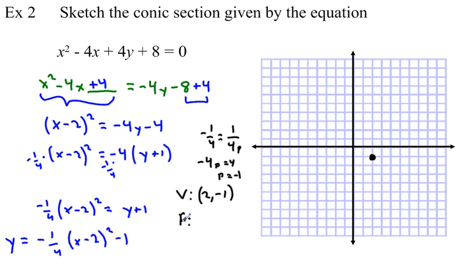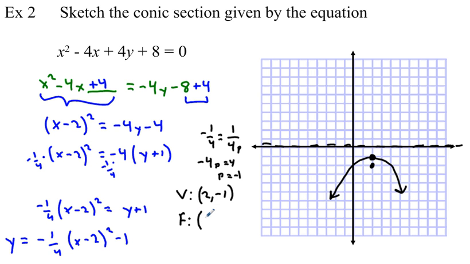That means my focus is 1 unit below the vertex. So here's my focus. It also means the directrix is a line 1 unit above the vertex. So here's my directrix, this horizontal line. And my parabola is going to look something like this. We could get more specific points if we wish, but I think we've got everything we need.